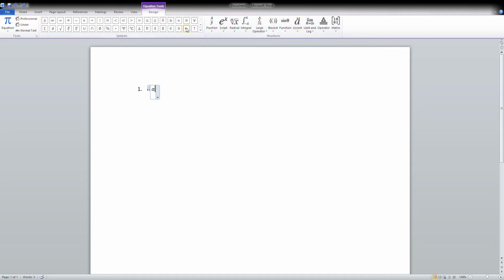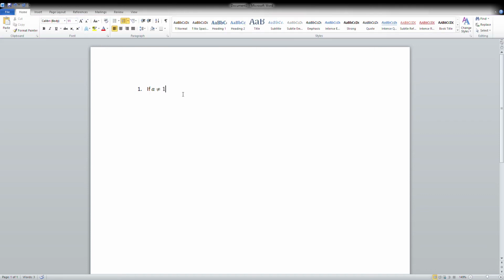First thing is if your lead coefficient does not equal 1. So if you've got a lead coefficient that's a number, you need to divide the entire equation by whatever A is. So that's going to be your first step.